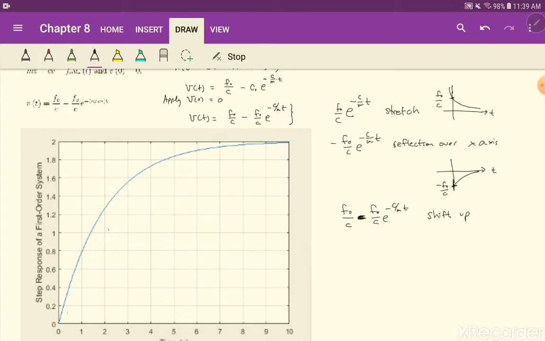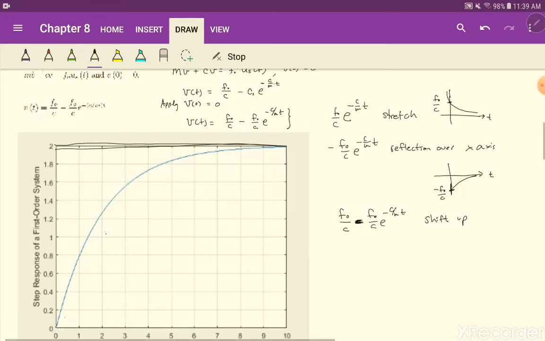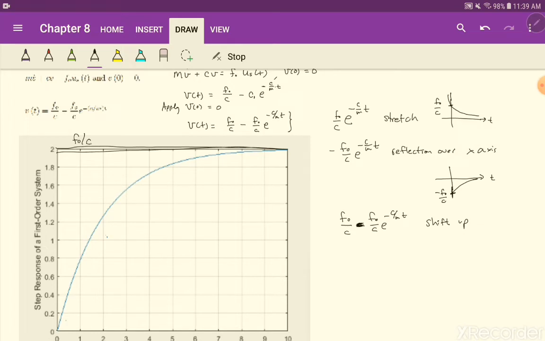So let's analyze this. As the time goes to infinity, the second part, the exponential function, drops out. It becomes 0. This is obviously the f0 over c term, which is 2. I can read that.